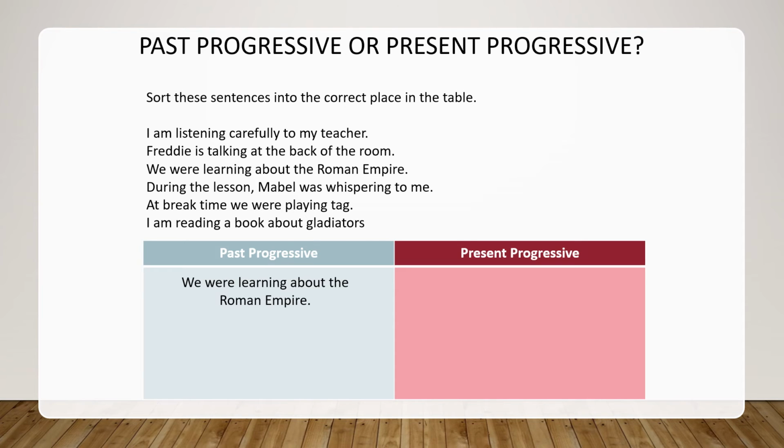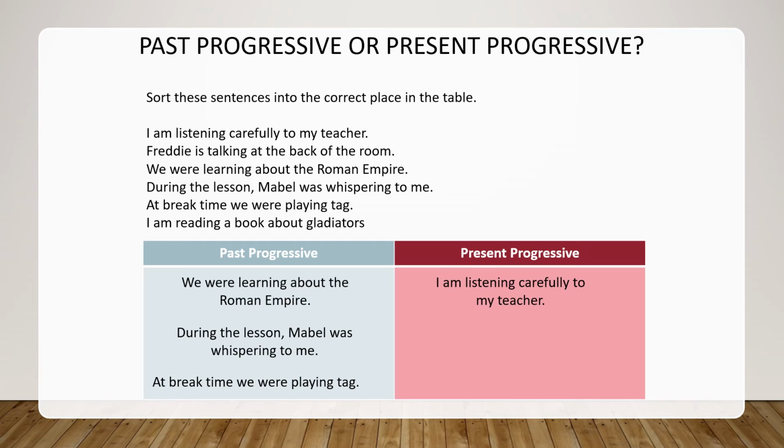Past progressive sentences should be: we were learning about the Roman Empire. During the lesson, Mabel was whispering to me. And at break time, we were playing tag. As a reminder, past progressive describes events which have happened in the past over a long period of time.